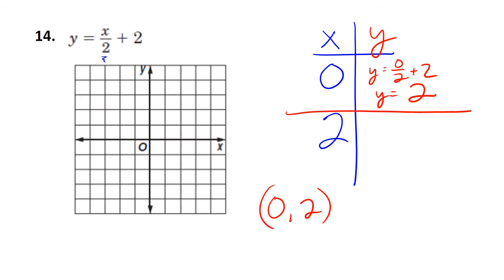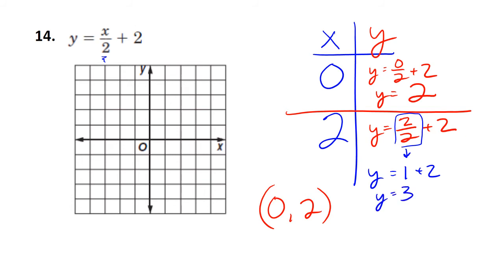And let's talk about what I'm going to do for 2. So I have y is equal to 2 over 2 plus 2. Order of operations tells me I'm going to do my division first. 2 divided by 2 is 1, plus 2. So y is going to be equal to 3. So my second ordered pair here is going to be 2, 3. And just like I did for question number 13, I'm going to go ahead and graph my ordered pairs. Let's go ahead and do it.